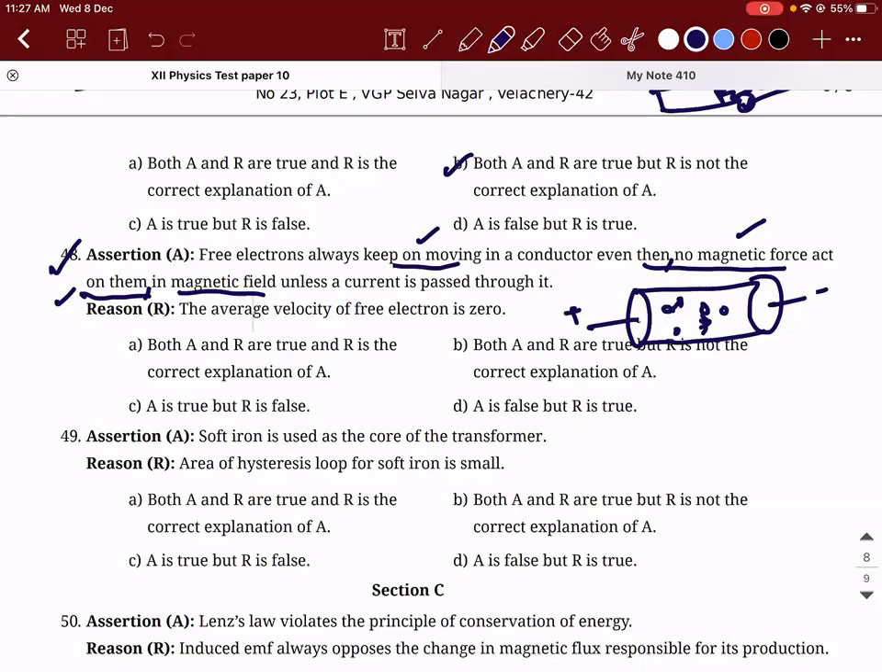Having all these points in mind, now read the statement. Free electrons keep on moving in the conductor. So are they talking about the condition before connecting the potential difference or after? What is the meaning of the first statement? Free electrons always keep on moving in a conductor. This is right. They keep moving inside the conductor even though you don't connect any potential source.